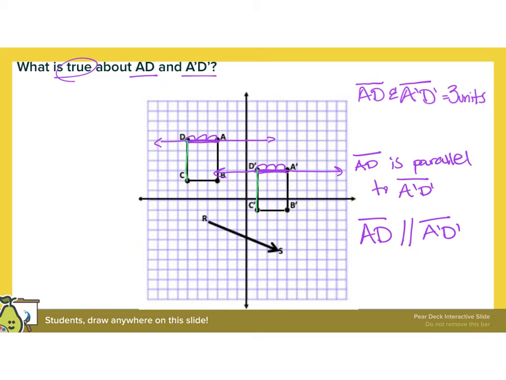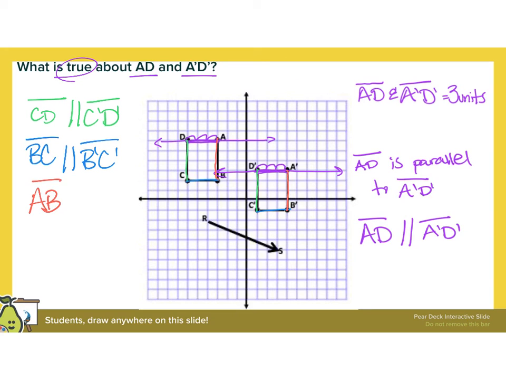So I'm going to make a list of all the parallel line segments. So I'll go in alphabetical order. So CD is parallel to line segment C prime, D prime. BC is parallel to B prime, C prime. And finally, AB is parallel to A prime, B prime. Line segment.